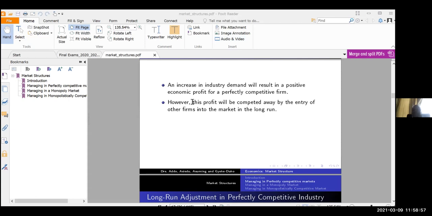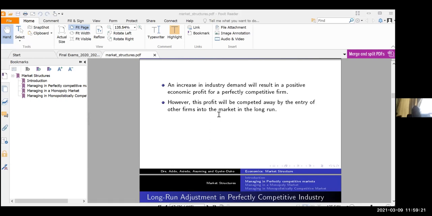So we are saying that the second point is that even though profits can be earned, the profit will be competed away by the entry of other firms into the market in the long run. Okay. In the long run. So competitive markets are not markets where, if you want to be a billionaire, for example, that market is not for you, right?